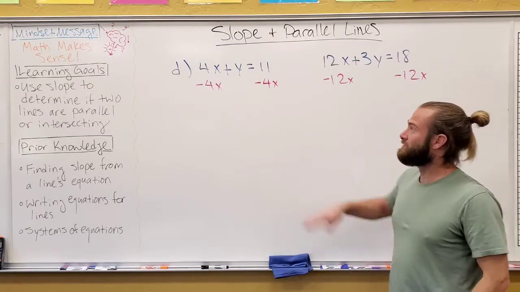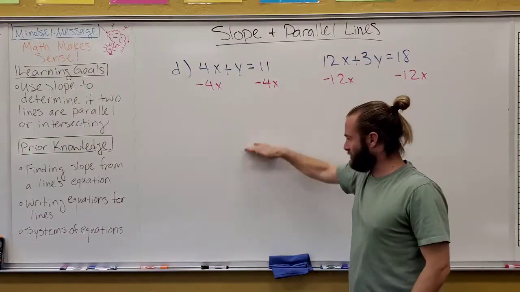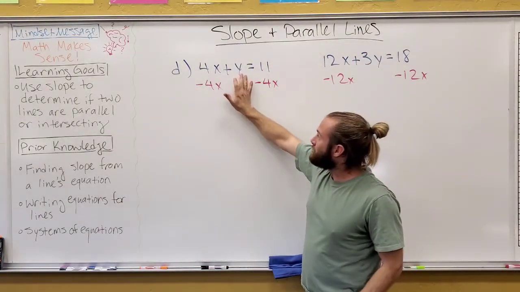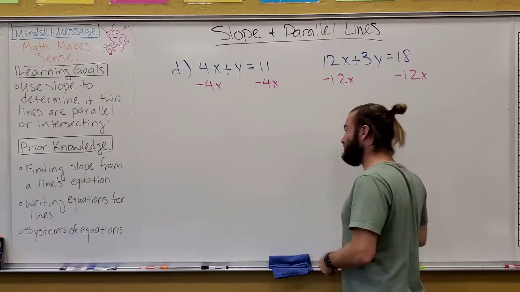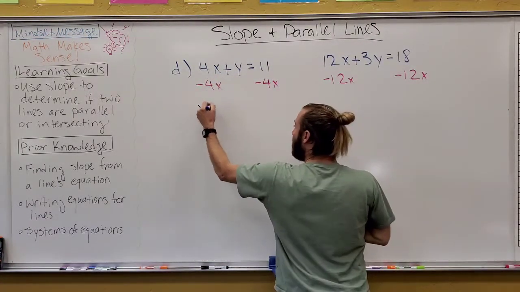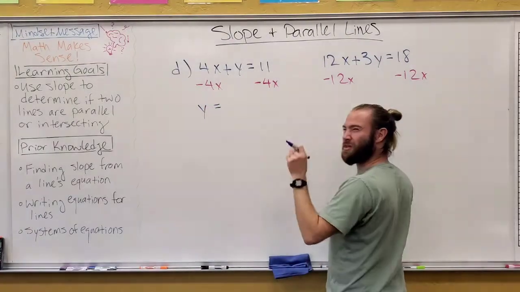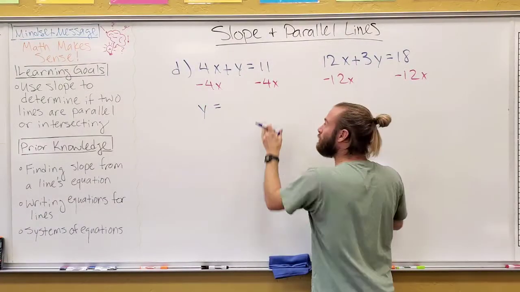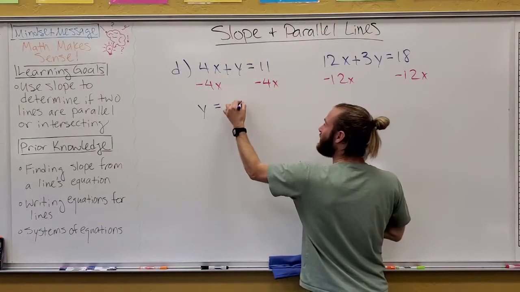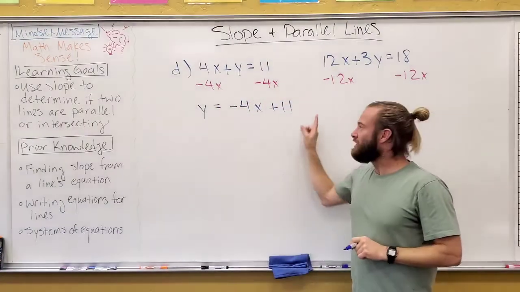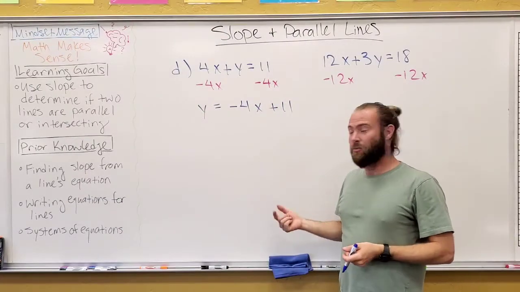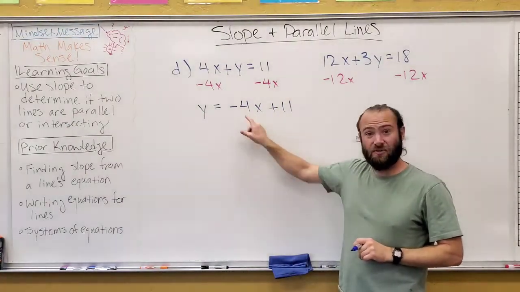So what I'll do here is, I wrote these equations side by side so I can just work downwards. And to solve this one for y, I'm going to subtract 4x from both sides. And what I'll get here is y equals, and remember we typically, when we want to use slope-intercept form, we leave the x part first. So I'll write it as negative 4x plus 11. Now guess what? This is ready to identify the slope. We can see the slope is negative 4.